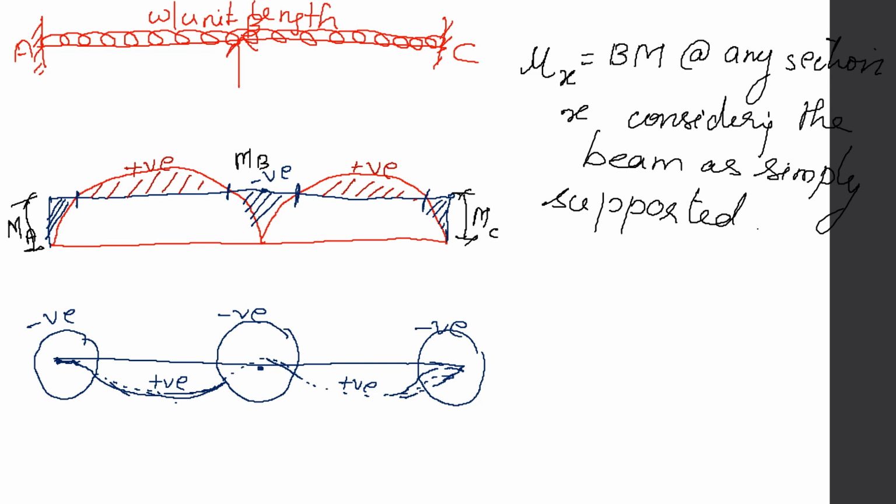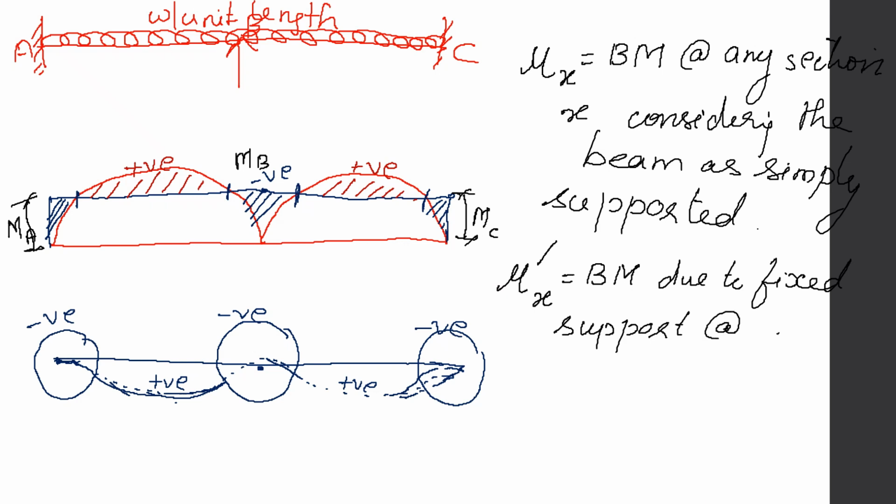So that is your mu diagram. So mu x is the bending moment at any section x. Now, similarly, for the bending moment due to fixed moment, we will take it as mu x dash. So mu x dash is the fixing moment: bending moment due to fixed support or due to the restraint, at any section x.